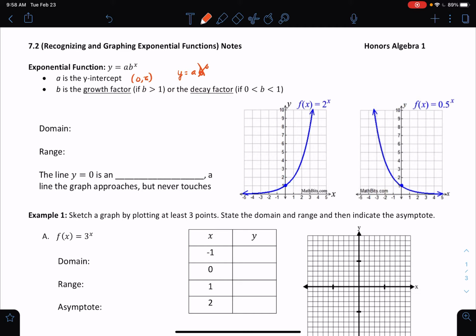Now, the b value represents the factor at which this is either growing or decaying. We're going to call it growth or decay. So b is a growth factor if the b value, the base, is greater than 1. Or it's a decay factor if it's between 0 and 1. So like 1/2 or 2/3, something like that is going to be a decay factor. All right, so we got two examples here.